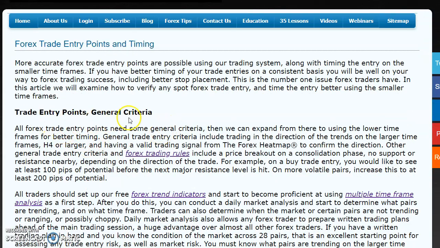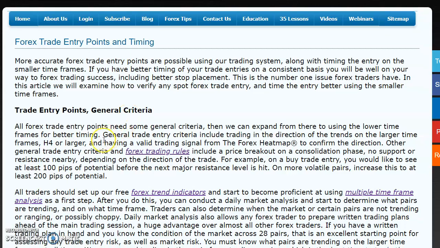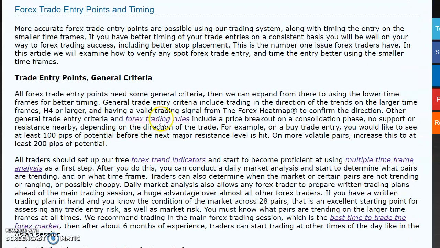So generally speaking, you want to have a set of rules for Forex trading, and you can look at those rules here. Generally speaking, you want to make sure the pair is trending up on the H4 time frame or larger, unless you're day trading. You want to make sure you have at least 100 pips of potential, and maybe 200 pips of potential on the more volatile pairs. Roughly half the pairs that we have, maybe out of 28, maybe 7 or 8 are highly volatile.